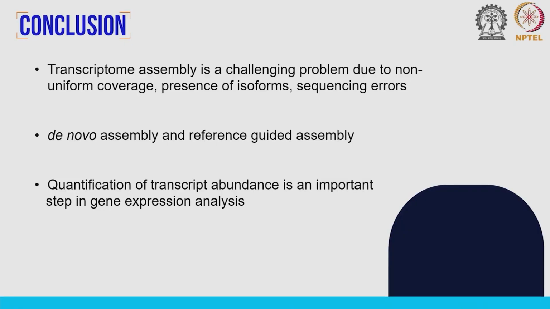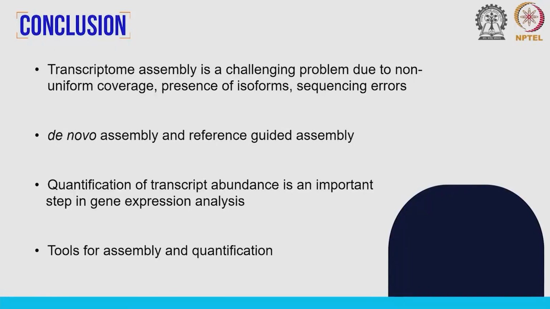And then we have talked about transcript abundance quantification, which is a very important step in gene expression analysis where we get the raw count data. This is the data that you will see when you look at gene expression data across different studies. This is the data file that will be available for most data sets, because it is the starting point for all downstream analysis. Finally, we have talked about some of the tools for assembly and quantification. We briefly touched upon them, and I of course encourage you to explore more on these topics.